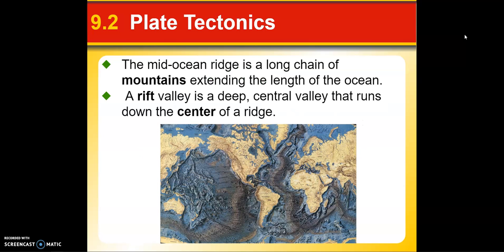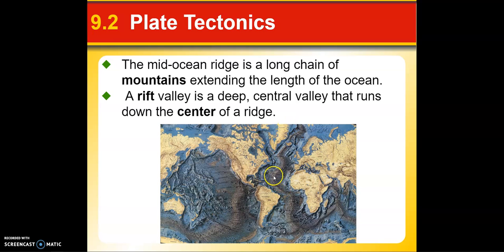The mid-ocean ridge is this long chain of mountains extending the length of the ocean. A rift valley is a deep central valley that runs down the center of the ridge. If we look at this picture right here, we can see that seam in that gray color. And if we follow it all the way around, we can track it, and it follows the entire globe.